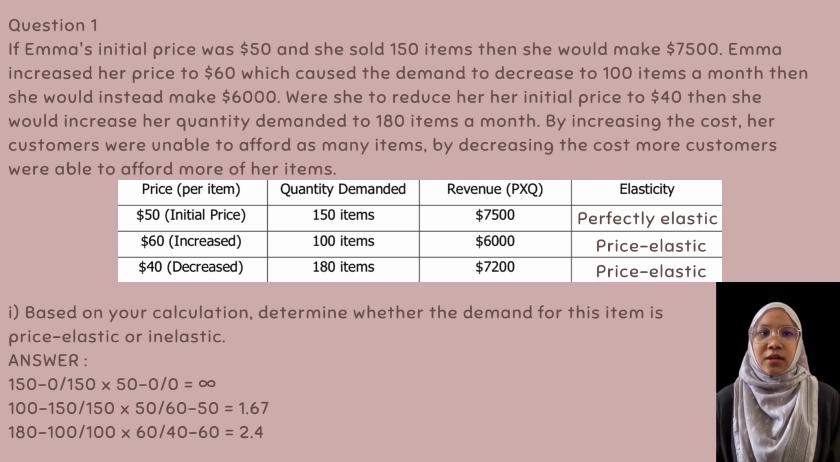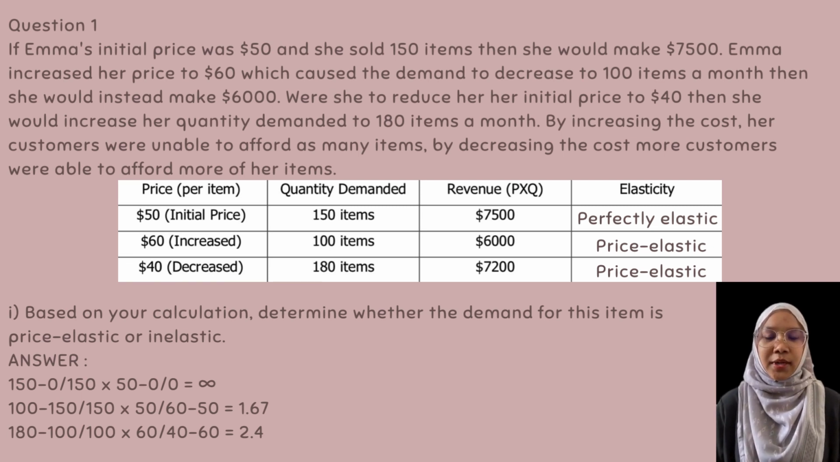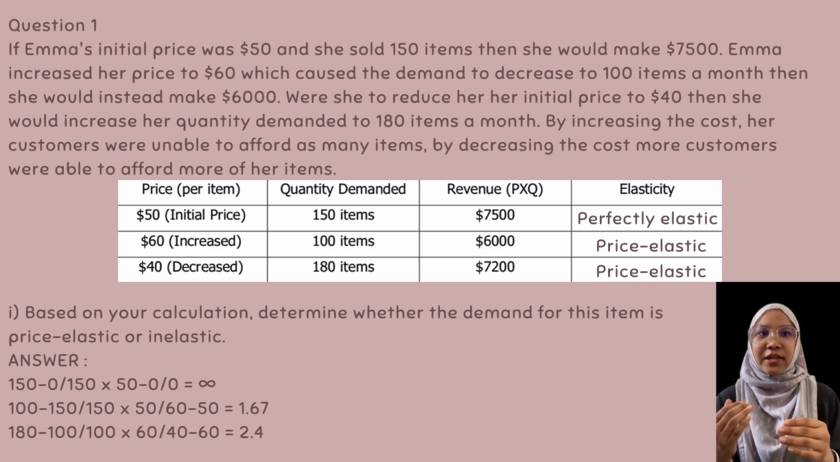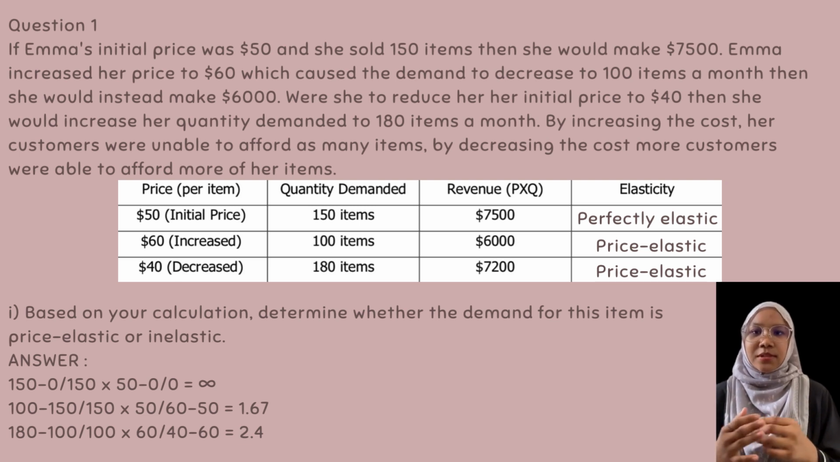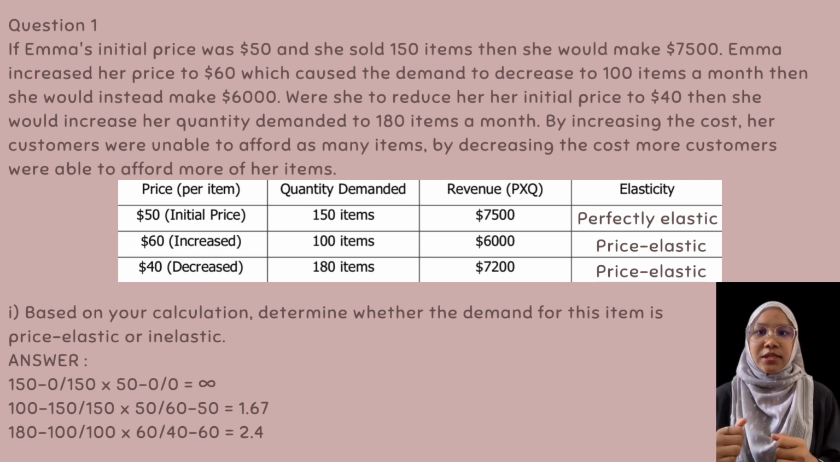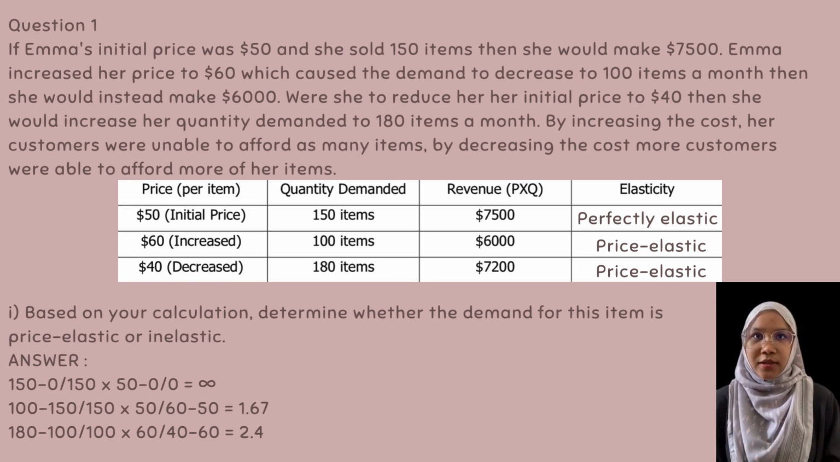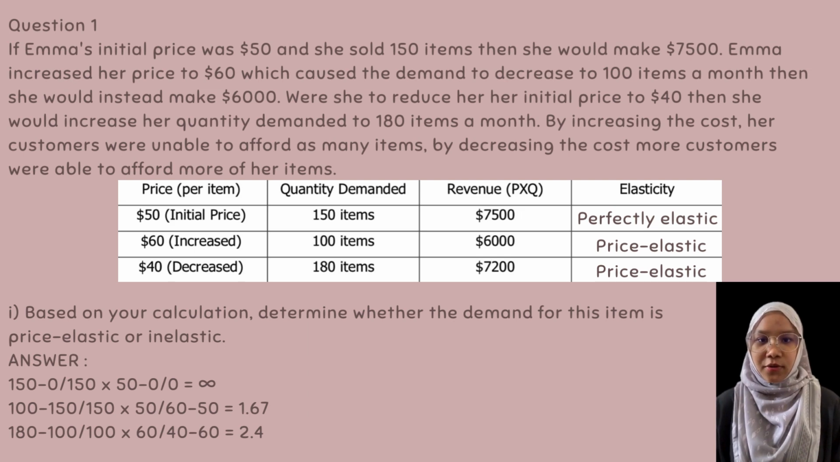So the answer is, how do I get perfectly elastic: 150 minus 0 over 150 times 50 minus 0 over 0. So it is a math error, which is perfectly elastic. The second one, 100 minus 150 over 150 times 50 times 60 minus 50. The answer is 1.67. And the last one, 180 minus 100 over 100 times 60 over 40 minus 60. And the answer is 2.4.